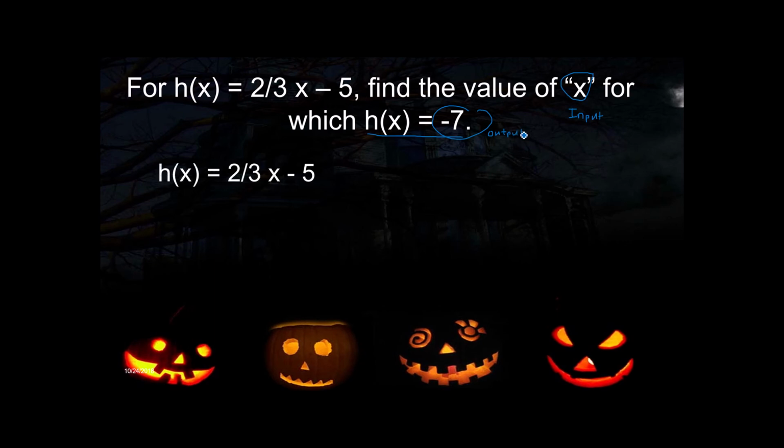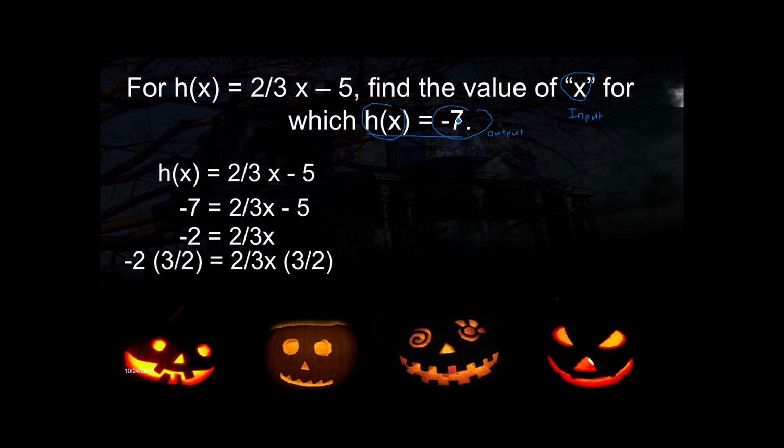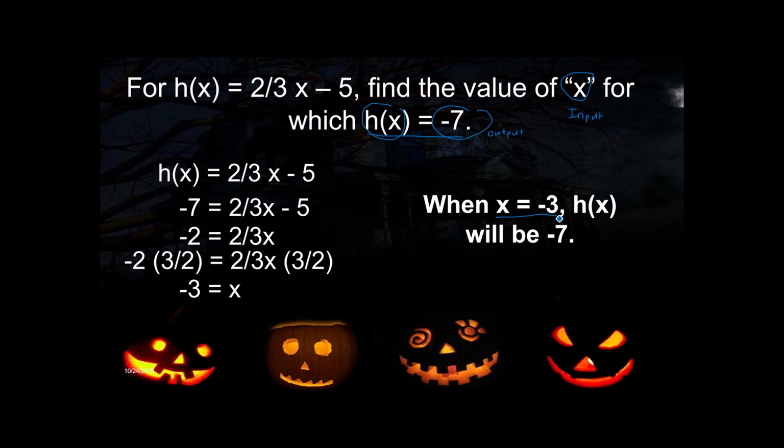All you got to do is take your function and replace h of x with a -7. Now it's just an equation you can solve. Property of equality to add 5 to both sides. To get rid of times 2/3, you multiply by the reciprocal, and there is your solution. In other words, when x is a -3, h of x is a -7. Or if you put a -3 into rule h, what comes out is -7.